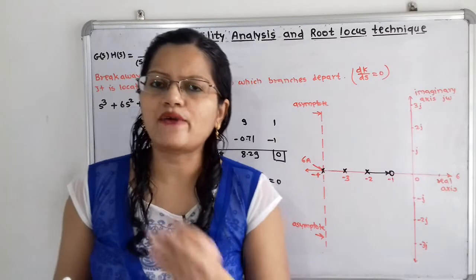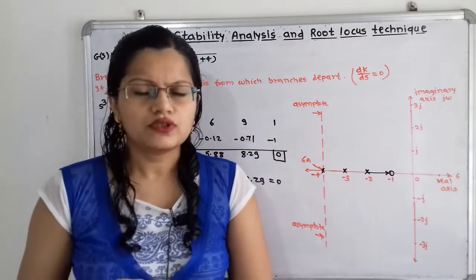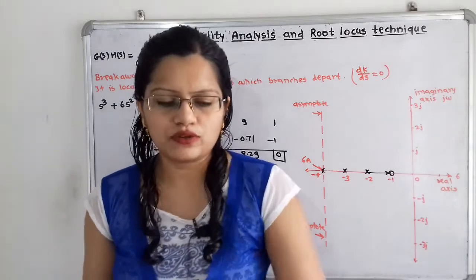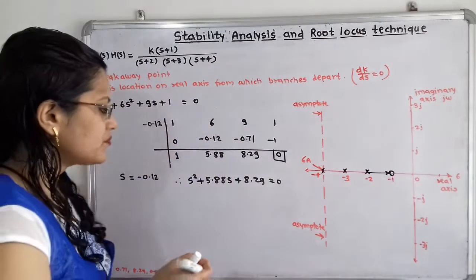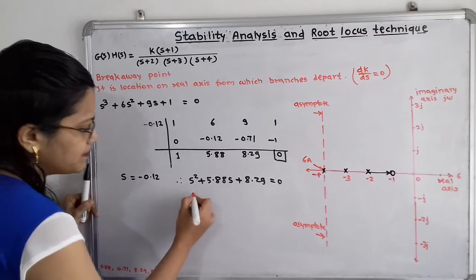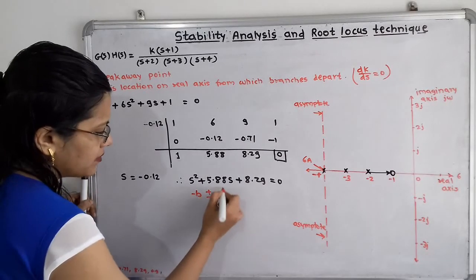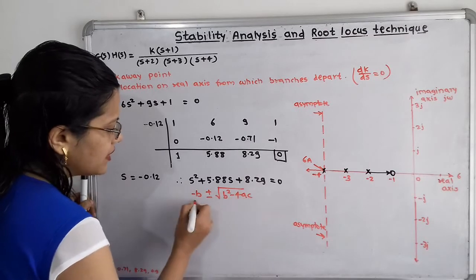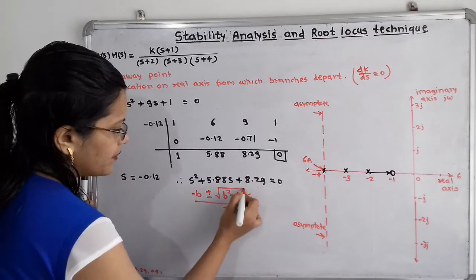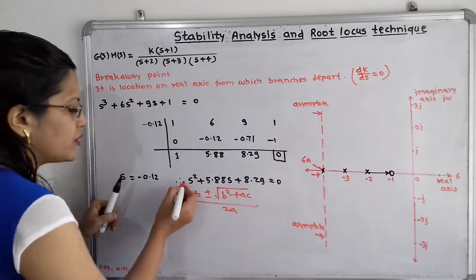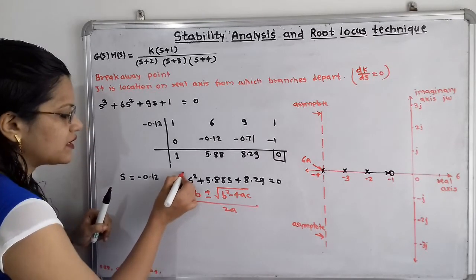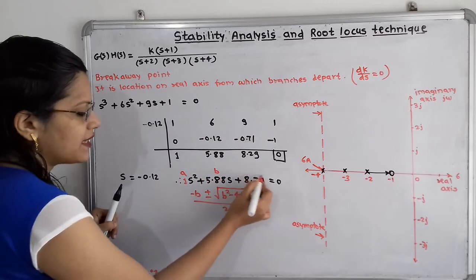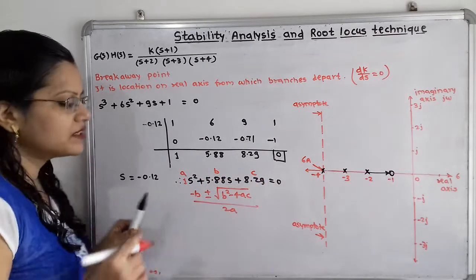Now again we have to find out the roots. So how to find out the roots? For that we have one formula. The formula I will write here, that is minus b plus minus under root of b square minus 4ac divided by 2a. Now what are this a, b, c? Here the coefficient of s square is 1, that is a. Then the coefficient of s is 5.88, that is b, and this 8.29 is nothing but c.